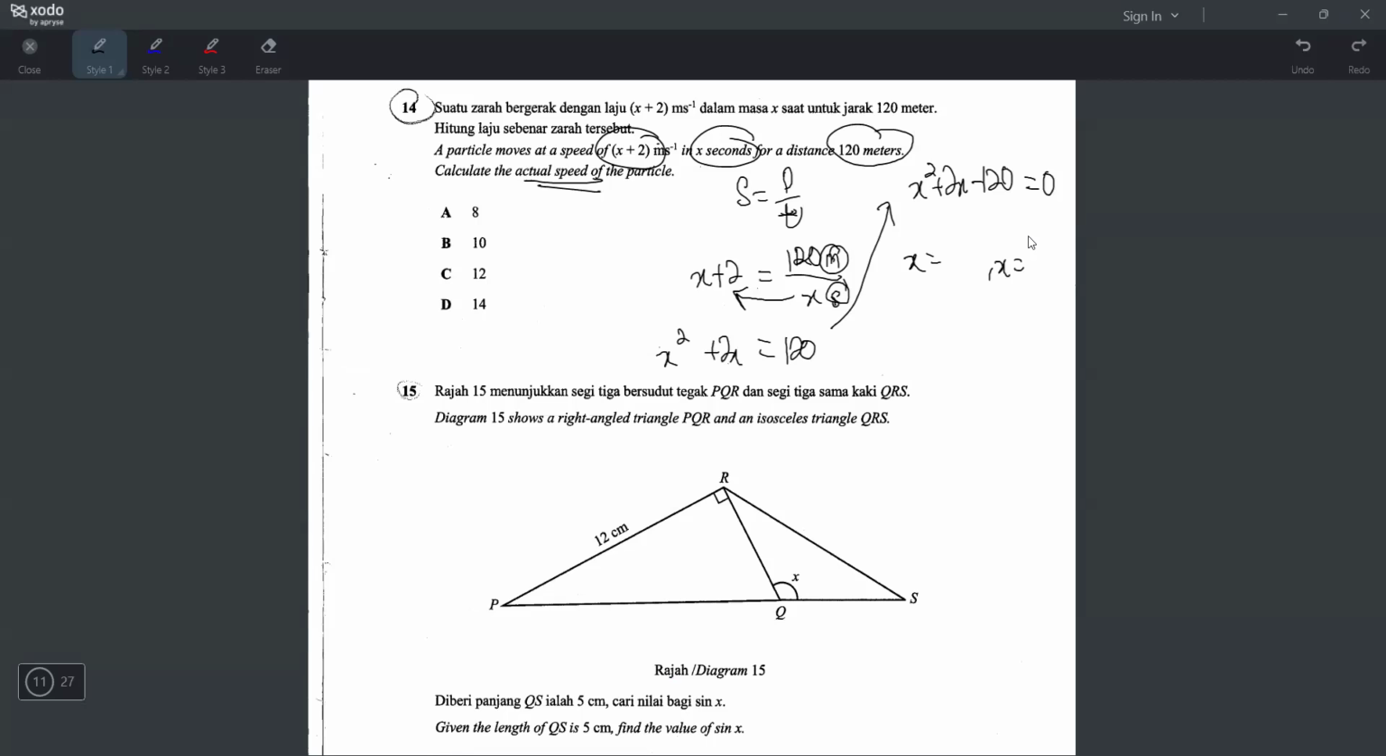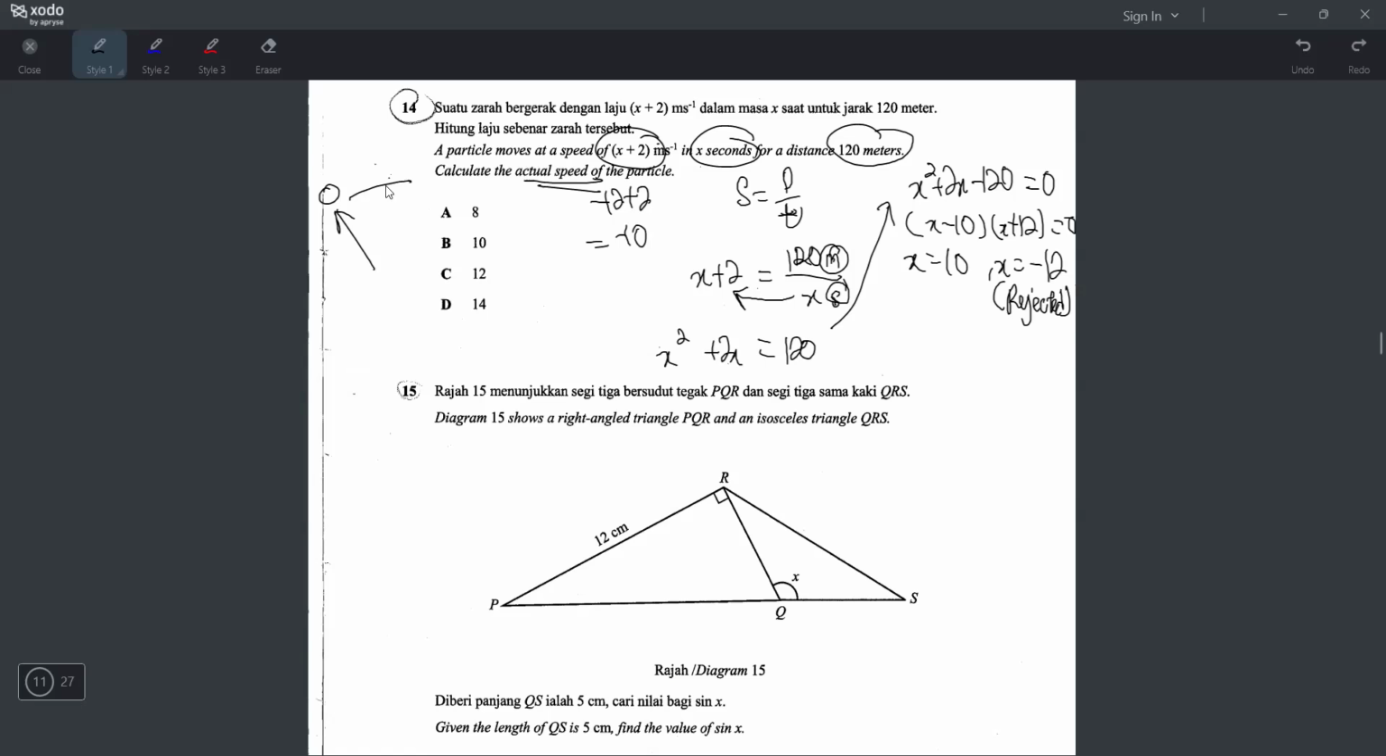Okay, I press my calculator and it gives me 10 and negative 12. So what you have to write up here, bracket, plus 10 becomes minus 10, minus 12 becomes plus 12. But here you have to write rejected. Why do I have to write rejected? Because if your x is negative 12, that means your speed will be negative 12 plus 2, which is negative 10. Speed cannot be negative. Yeah, speed has no negative. If you look at your car's meter, the speed meter has no negative. At the least it is just zero.